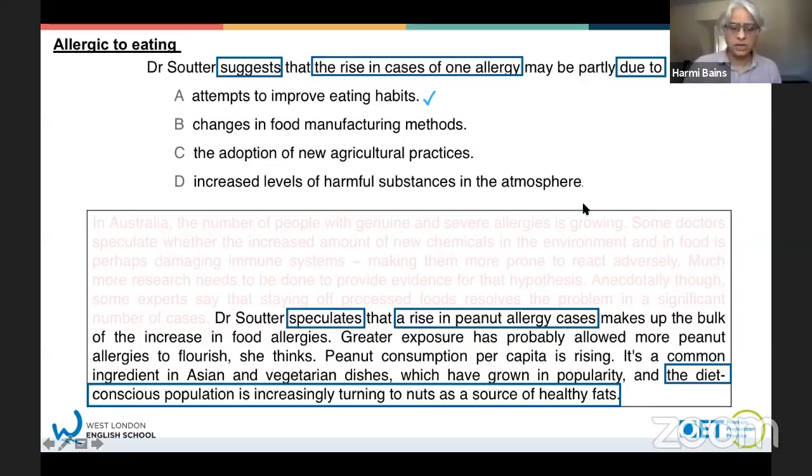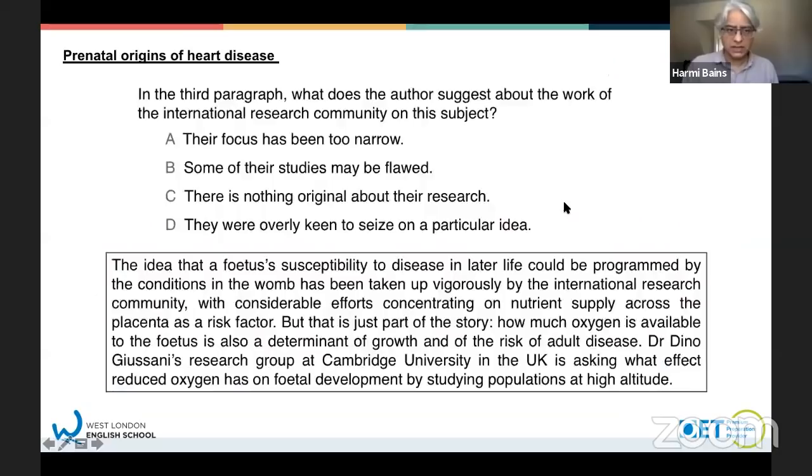So the answer here was option A. Let's have a look at the second question. This was about heart disease, but prenatal origins of heart disease. So really the origins of heart disease before you're born.